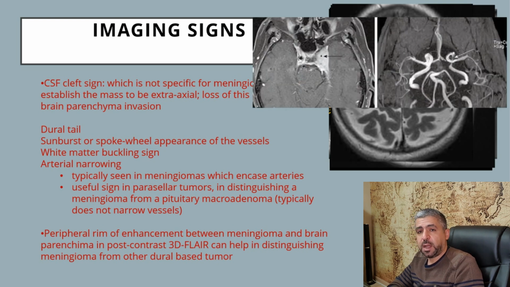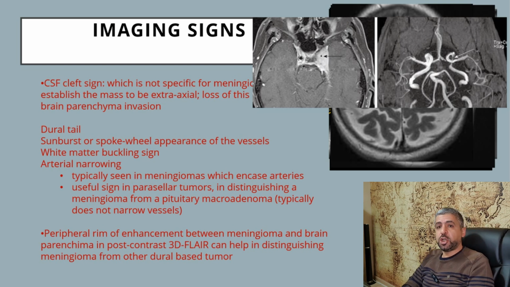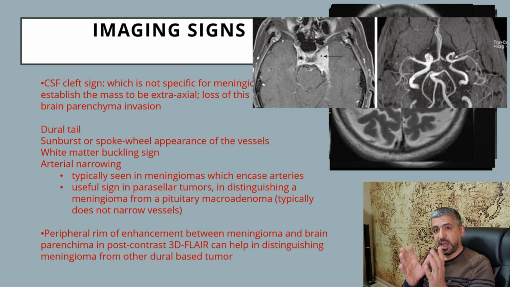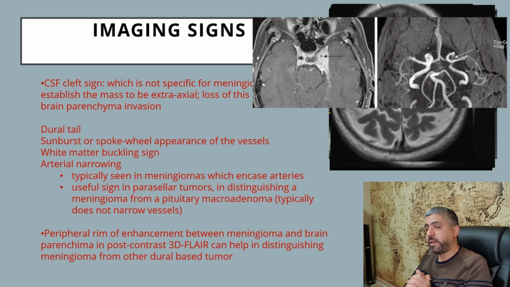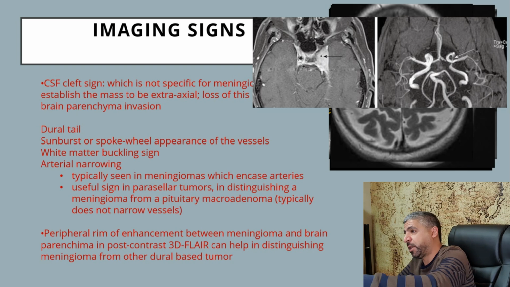Now, let's look at another sign, the arterial narrowing. It's seen in meningiomas that encase the arteries, and it's very useful in a parasellar tumor. Is it a meningioma or is it a pituitary macroadenoma? The pituitary macroadenoma does not compress vessels. It encases the vessels but does not cause narrowing of the vessel, while the meningioma encases vessels and causes narrowing of the vessel. This is a very important thing to see.